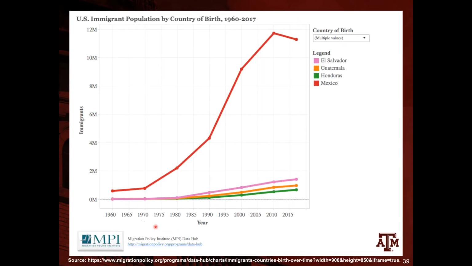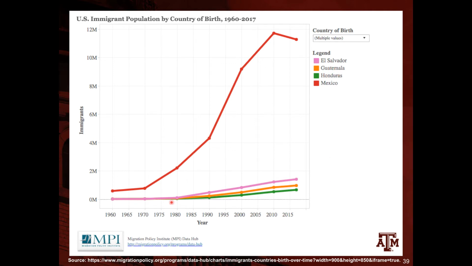And this is an interesting tool that the Migration Policy Institute provides online, and you can check this. You can create your own graph by selecting whatever countries you want from this menu. And if you want to check it out, you can just go directly to this website here. In this case, I selected Mexico, El Salvador, Guatemala, and Honduras, because we have been hearing a lot in the media about the increase of immigrants from North Central America, specifically from El Salvador, Guatemala, and Honduras.